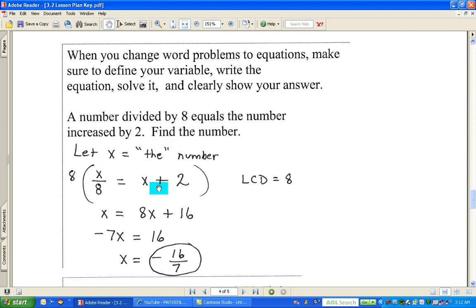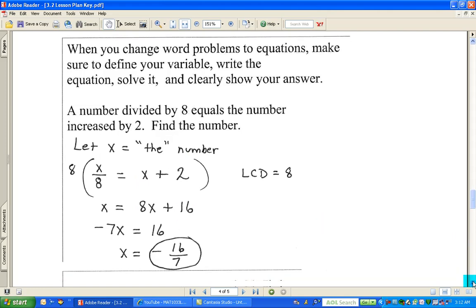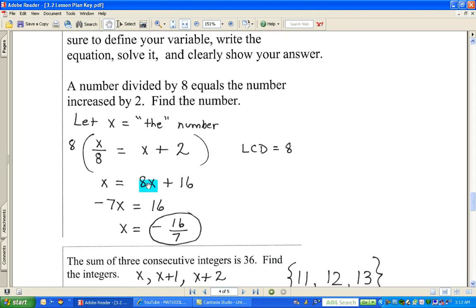When an equation has fractions, our first step is to clear the fractions. My LCD here, my least common denominator, is 8. Each of these three terms gets multiplied by 8. When I multiply this fractional term by 8, I'm left with x. And then I get 8x, and 2 times 8 is 16. My next step, I'm going to get all of the variables on the left-hand side of the equation, so I'm going to subtract 8x. This will result in the opposite of 7x is equal to 16. And to finish, we divide by -7, leaving me with the answer x equals -16 over 7.